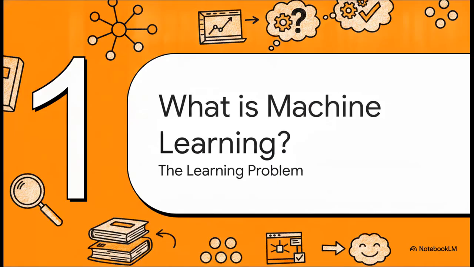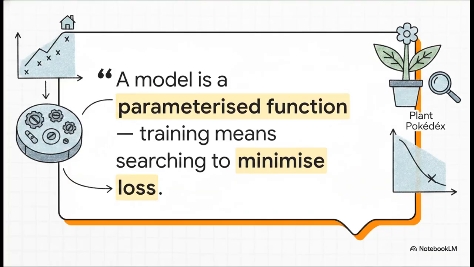All right, Section 1. What is machine learning? The learning problem. We've got to begin at the absolute foundation, right? So what actually is a machine learning model in plain English? Honestly, it's way simpler than all the industry jargon makes it sound. The crucial point here is that a model, whether it's just a simple straight line used to predict house prices or a massive vision transformer like a plant Pokédex with 86 million knobs, is really just a machine that we tune until its answers match reality.